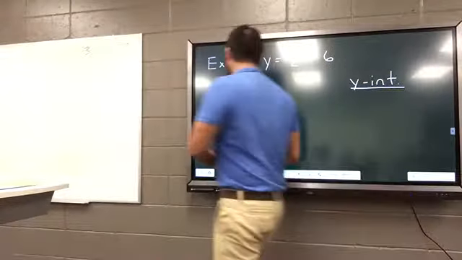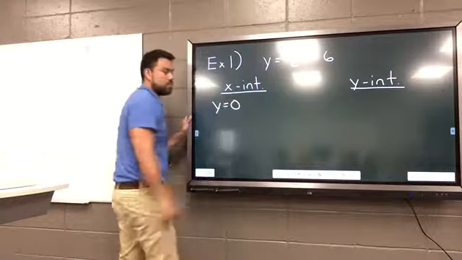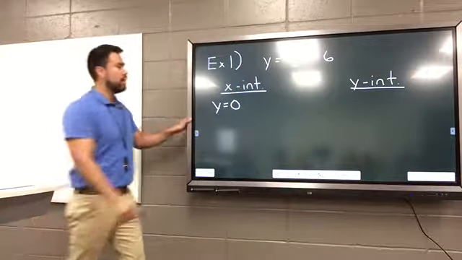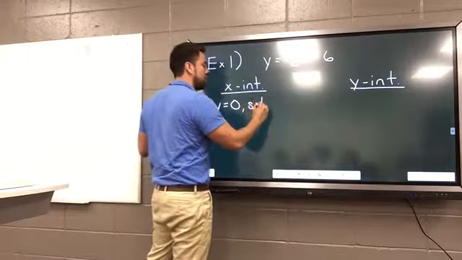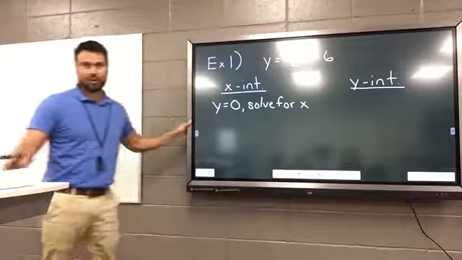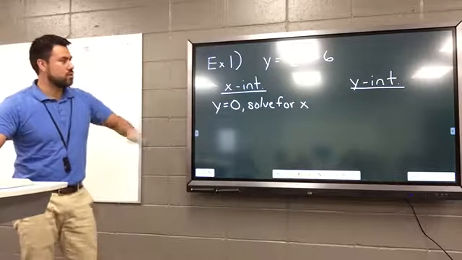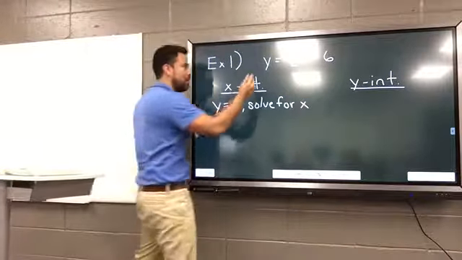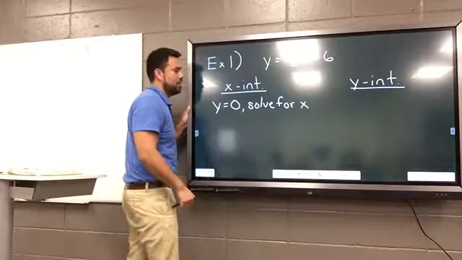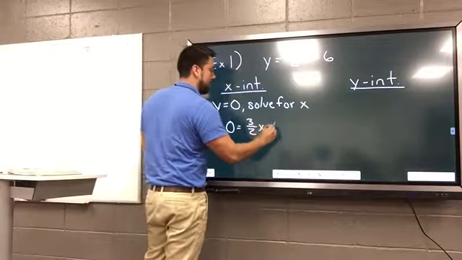Okay, so this is what you do. To find the x-intercept, make y equal 0. Make y equal 0, and then solve for x. Solve what for x? Remember that equation up there? That's what we're going to use. Okay, so what should I make y equal? 0. So I'm going to put 0 equals 3 halves x minus 6.